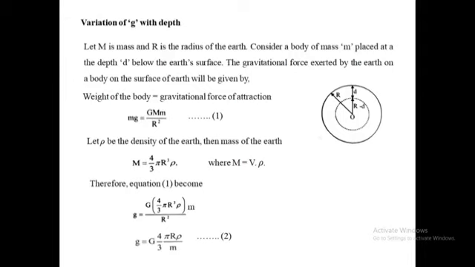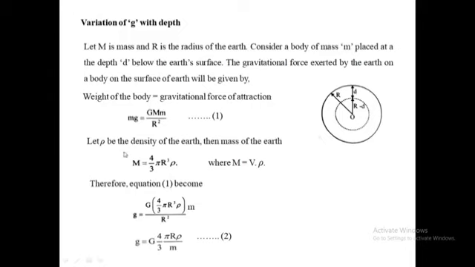Let capital M be the mass and capital R be the radius of the Earth. Consider a body of mass m placed at a depth small d below the Earth's surface. The gravitational force exerted by the Earth on the body at the Earth's surface will be given by, that is, weight of the body is equal to mg, which is equal to the gravitational force of attraction GMm upon R square. Equation number 1.